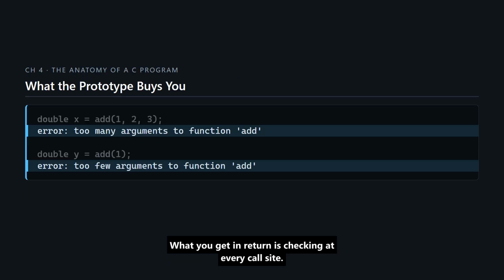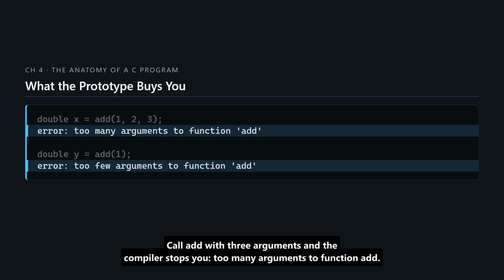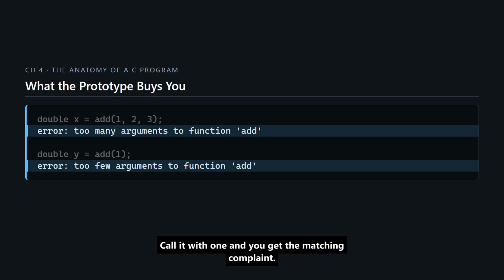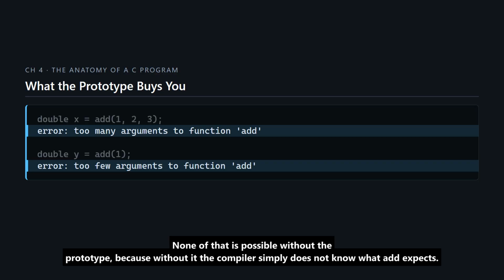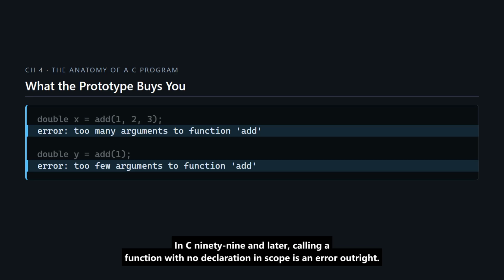What you get in return is checking at every call site. Call add with 3 arguments and the compiler stops you: too many arguments to function add. Call it with 1 and you get the matching complaint. It will also convert your arguments to the declared types where a conversion is legal and warn you where it is lossy. None of that is possible without the prototype, because without it the compiler simply does not know what add expects.